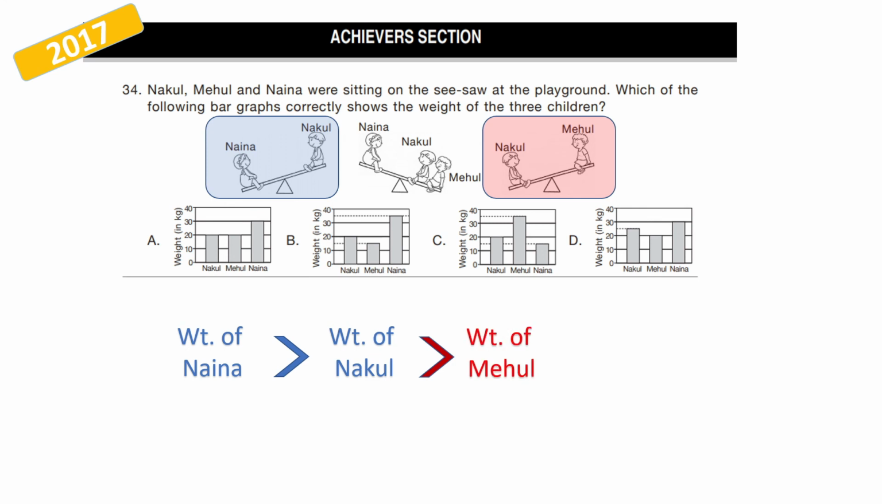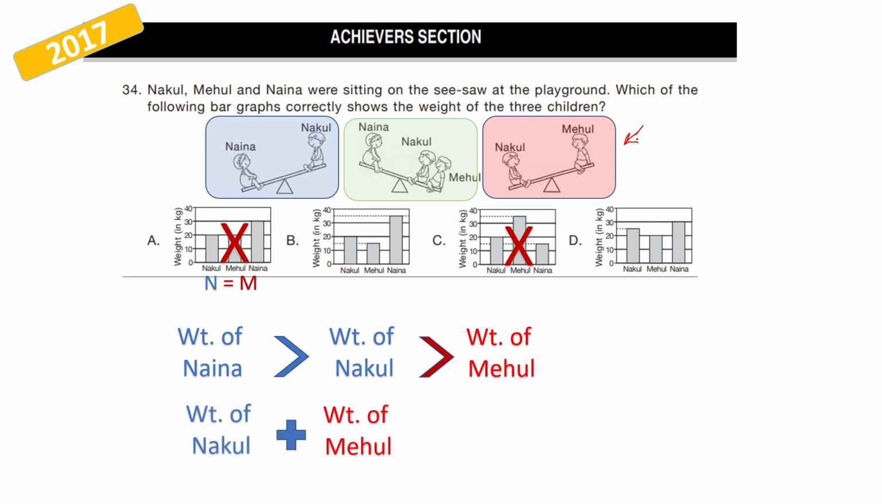Now, according to this, C is definitely out of question because it gives Mehul the maximum weight. And also, if you look at A, here the weight of Nakul is equal to the weight of Mehul, which is not true as per our third figure. So this is also out. Let's see what the middle figure tells us. Here, Naina is on the higher side and Nakul and Mehul are on the heavier side. That means the weight of Nakul plus the weight of Mehul is greater than the weight of Naina.